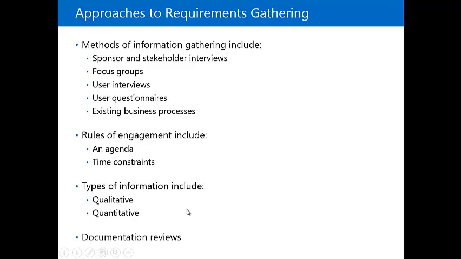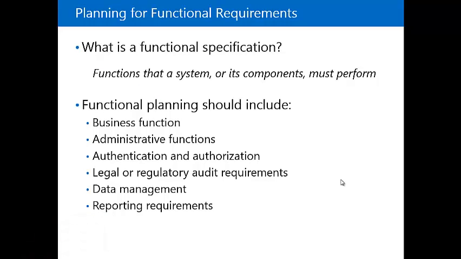Regarding the type of information, include qualitative versus quantitative. Qualitative analysis takes information from smaller but better informed groups, whereas quantitative analysis draws information from a large group. Okay, let's move to planning for functional requirements. This one identifies what you must build into your design.